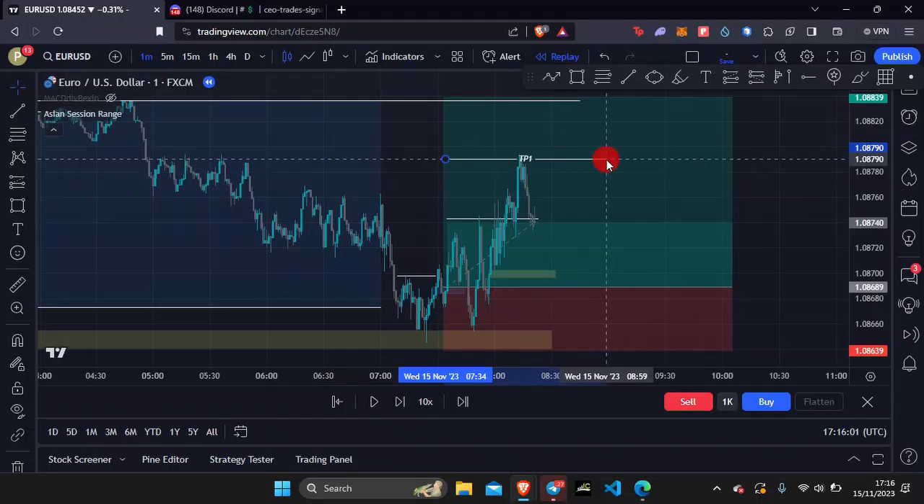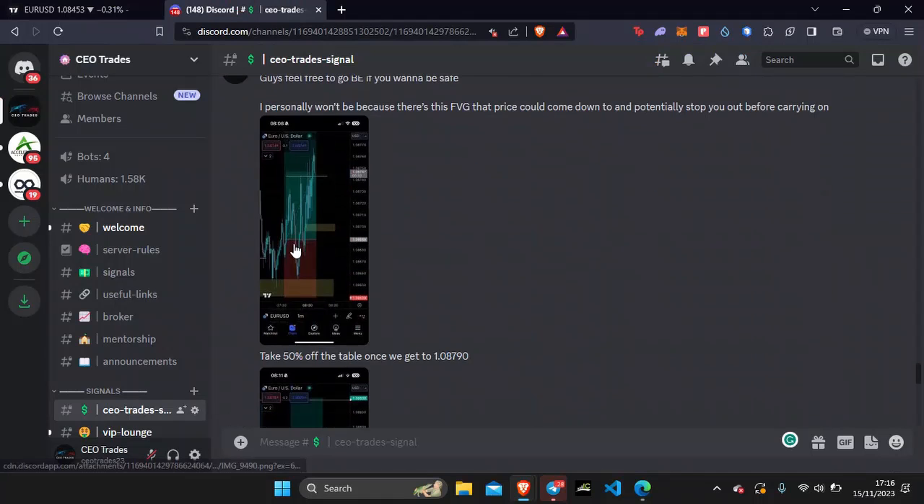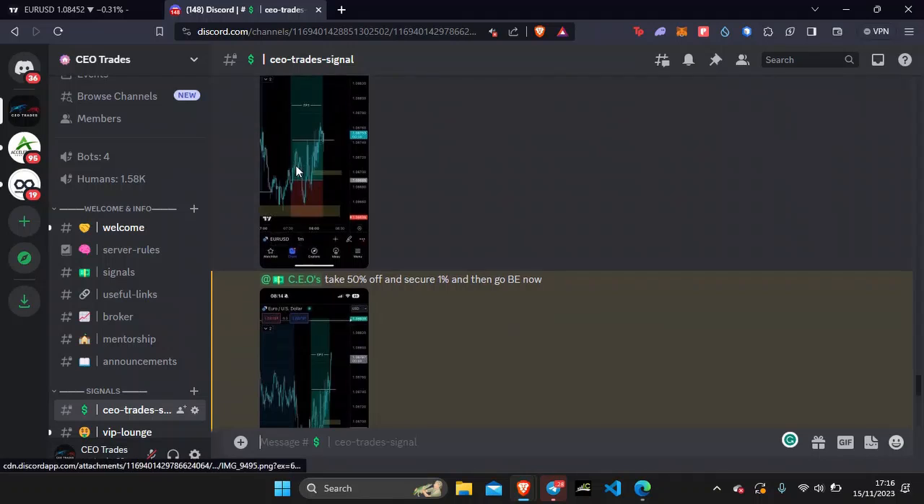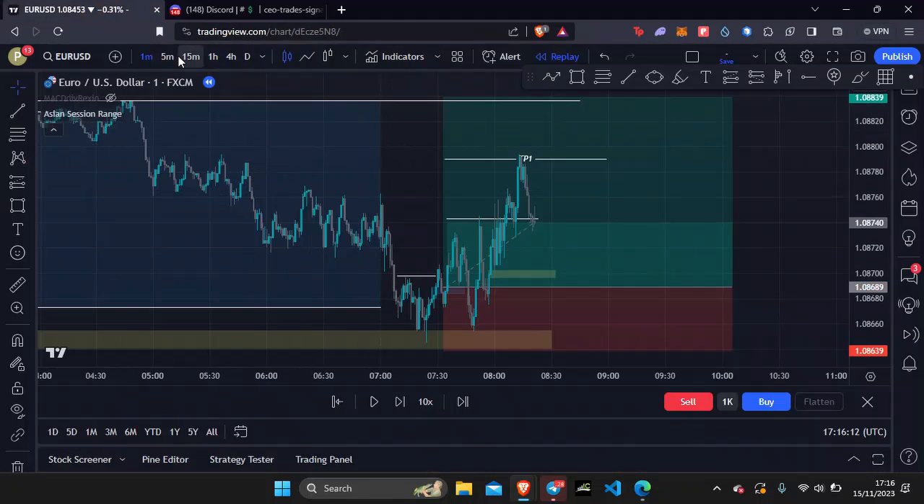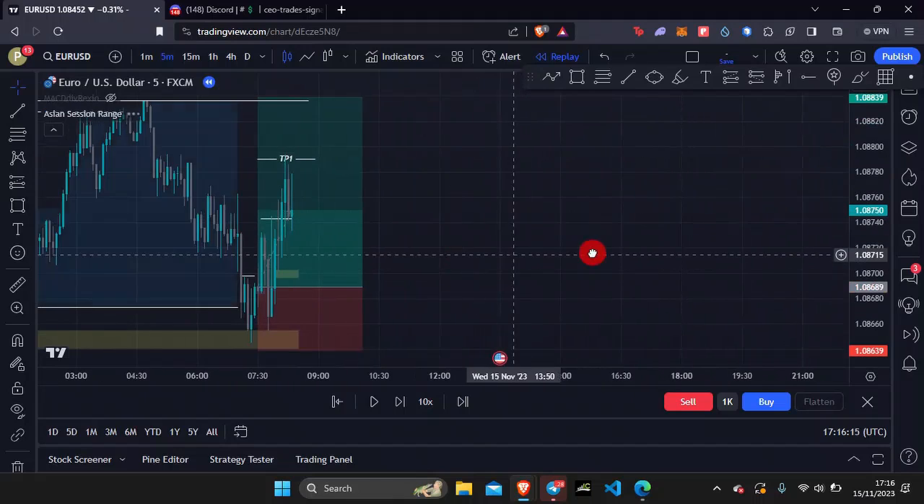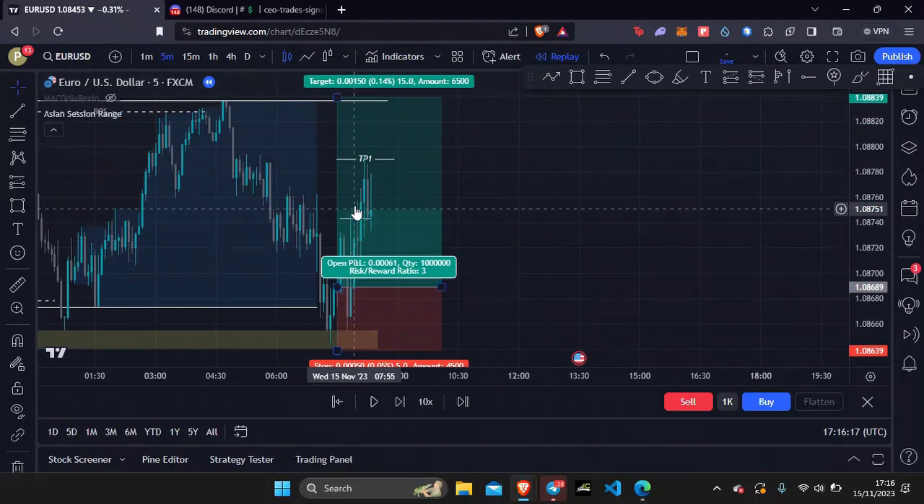So right here, I told everyone in the Discord to actually take 50% off the table and secure 1% and then go break even. Now, the reason why I said to actually take these profits is because price now started to slow down.